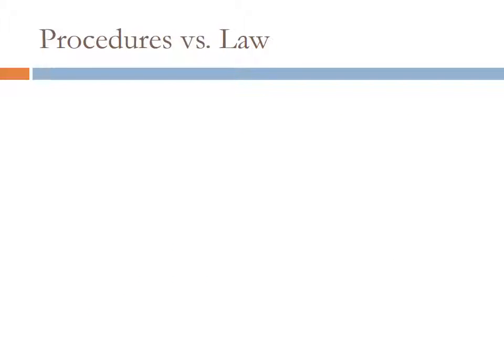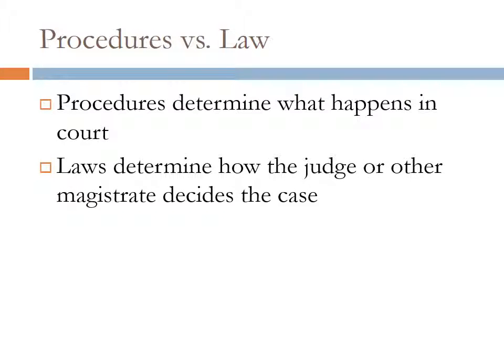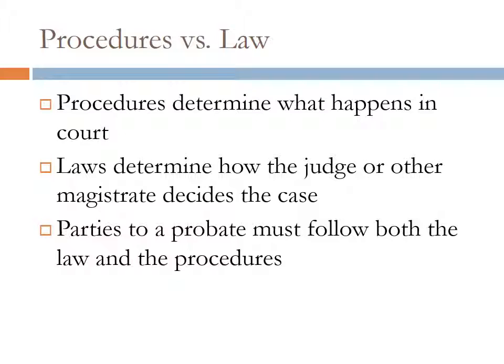Now, how do we distinguish between procedures and the law? Just remember that procedures determine what happens in court: what documents are filed, the order of the filing, what happens at the time of the hearing, what the court is supposed to decide. All of those things are the procedures. The laws, on the other hand, determine how the judge or other magistrate decides the case. So the court has to decide the case based on the law, but the case doesn't come before the judge for a decision except through the procedures. In addition, the parties to a probate must follow both the law and the procedures.